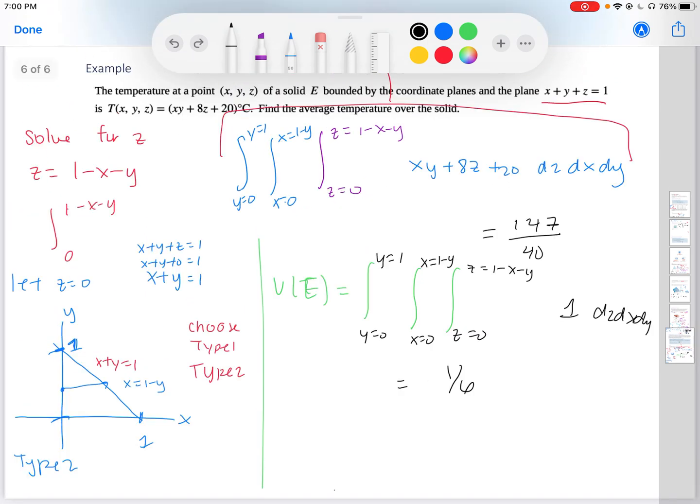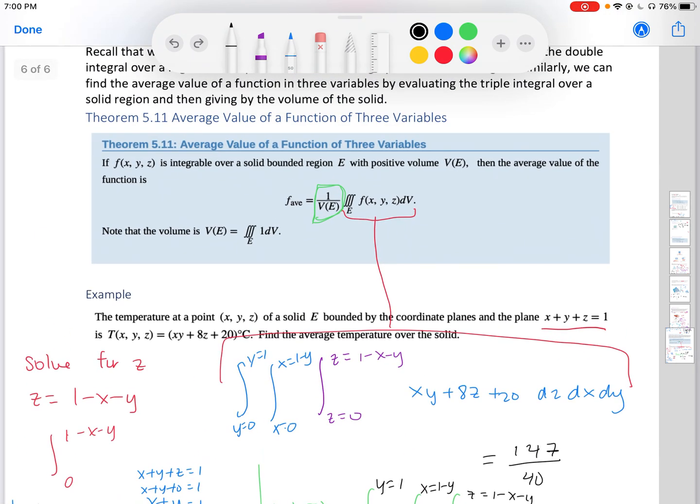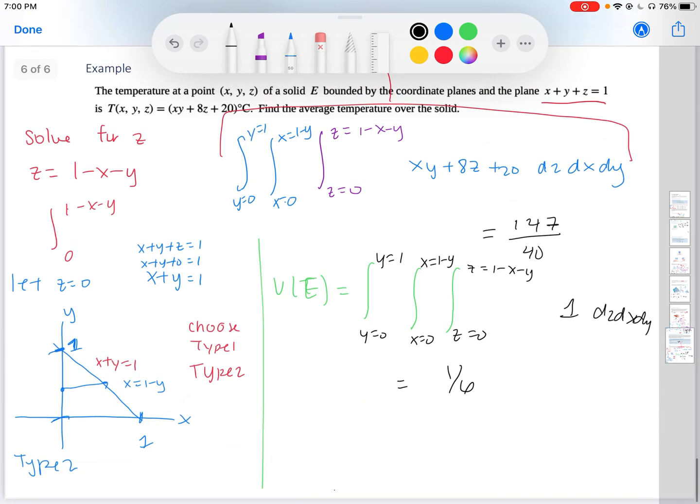So our V of E is 1 over 6, and dividing by it is the same as multiplying by 6. Now we're left to multiply our answers, and this is the final part. We're left with 6 times 147 over 40, which if we simplify is 441 over 20.